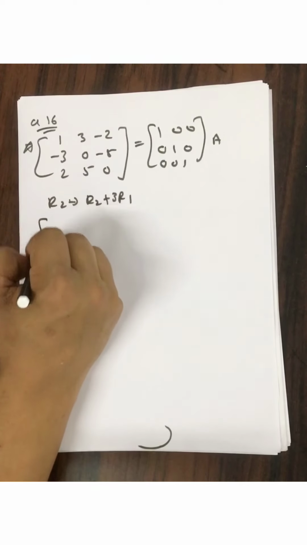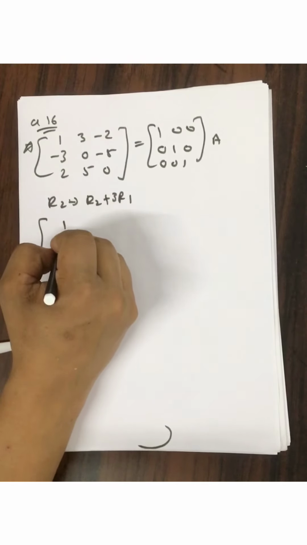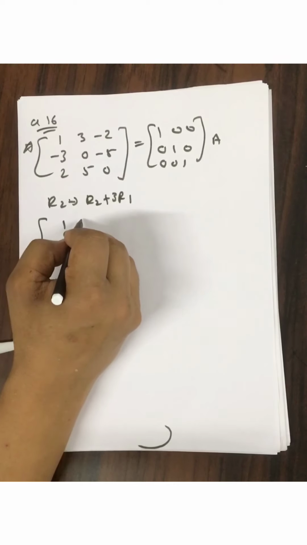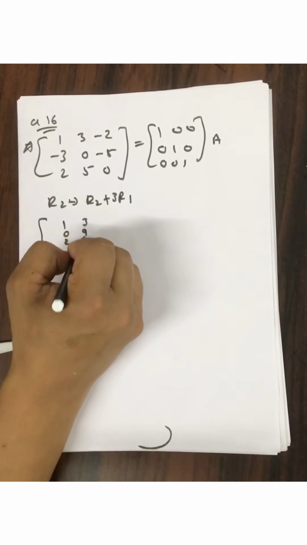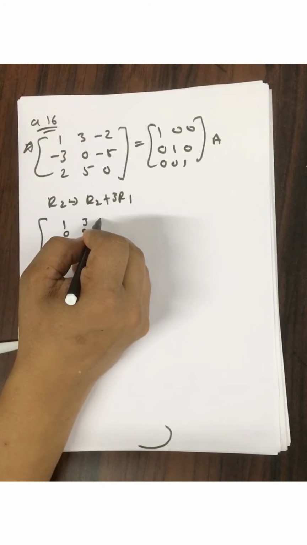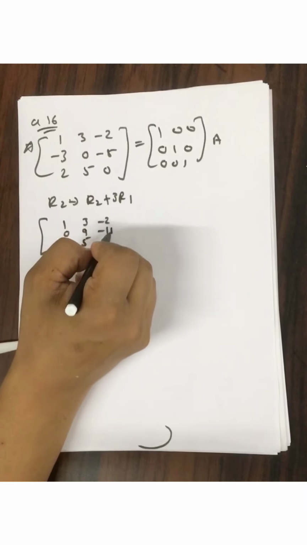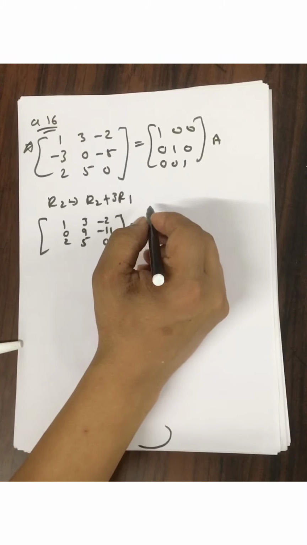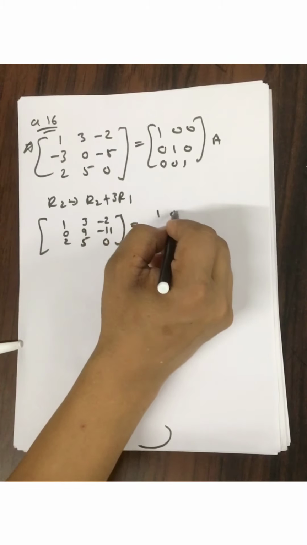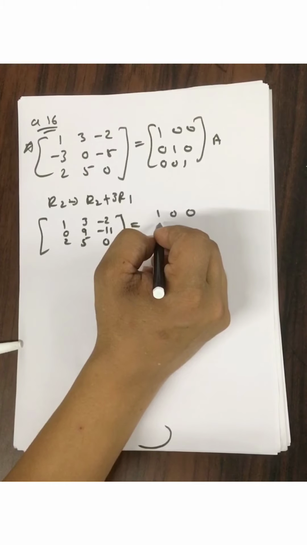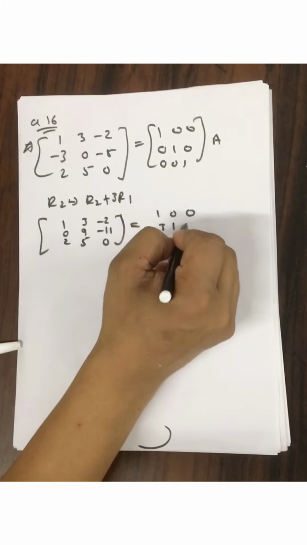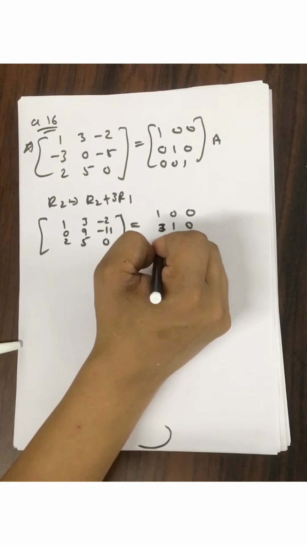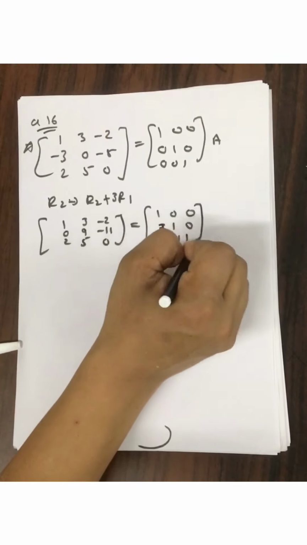Yes, so it will be 0. Simple. 1, 0, 2, 3, 9, 5, and this will be how much? Minus 2, minus 11, and 0. Okay, equals to 1, 0, 0, 3, 1, 0, and this will be 0, 0, 1. Correct? Into A.